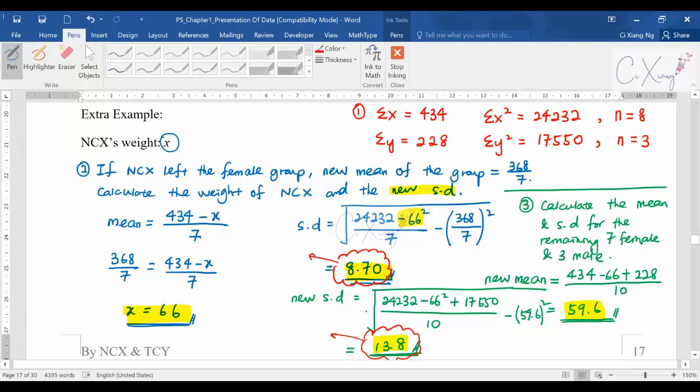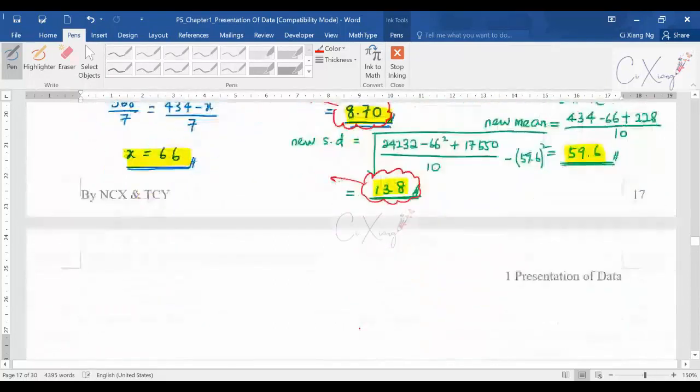Okay, so these two values, you can use them to compare, and it makes very good logic. Hopefully you can understand from here. All right, so this is what I want to discuss for this video.